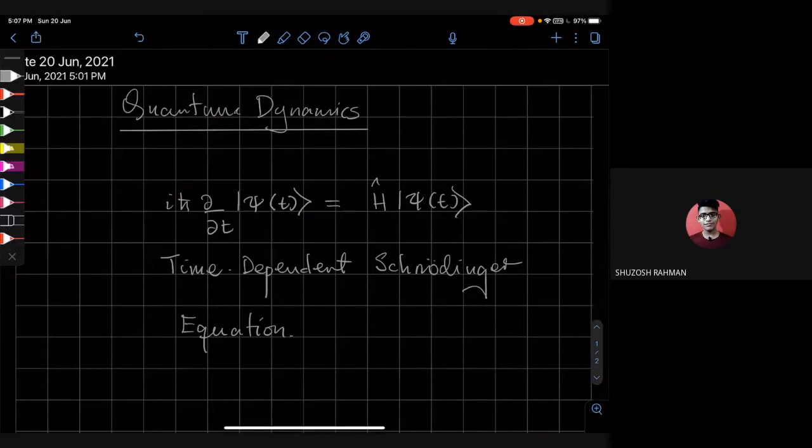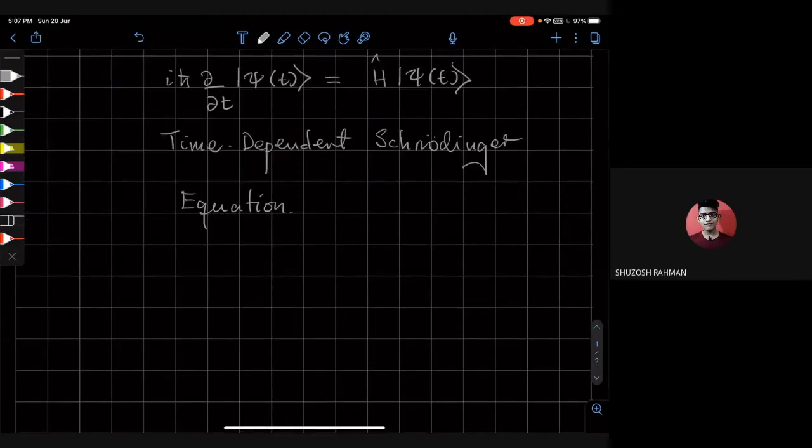So I'm reviewing a little bit of what I did last time because I think I went a bit too quickly last time. So this equation can be solved if you can solve the Hamiltonian eigenvalue problem. And that's because the Hamiltonian plays an important role in the Schrodinger equation.